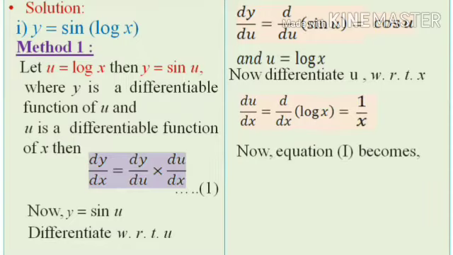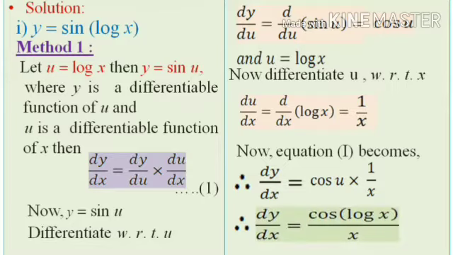Now we have dy by du equal to cos of u and du by dx equal to 1 upon x. Putting these values in equation 1, dy by dx equal to cos of u into 1 upon x. Now substitute u equal to log of x, and therefore dy by dx equal to cos of log of x divided by x, which is the derivative of the given function. That is the first method. By this method, using the theorem of the composite function, we get the derivative of the given function.